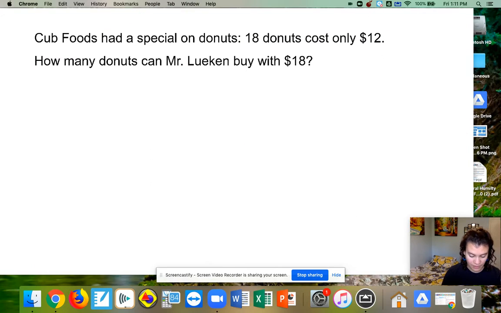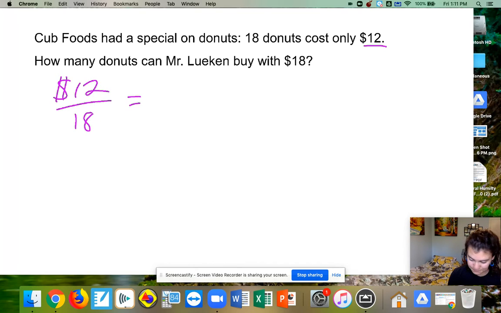All right, so here, Cup Food has specials on donuts. 18 donuts cost about $12. We want to figure out how many donuts Mr. Lucan can buy with $18. First we want to figure out how much each donut costs, and then we can figure out how many total you can get with $18. So we're going to take $12, divide by how many donuts you can get, and this will give us that each donut costs 67 cents. So per donut.